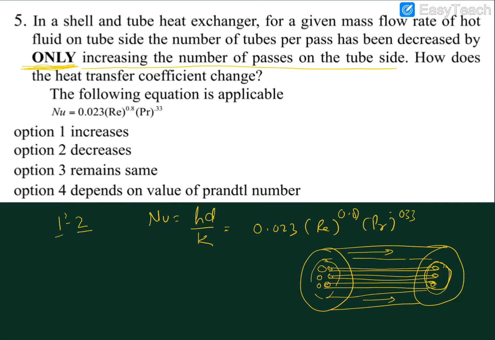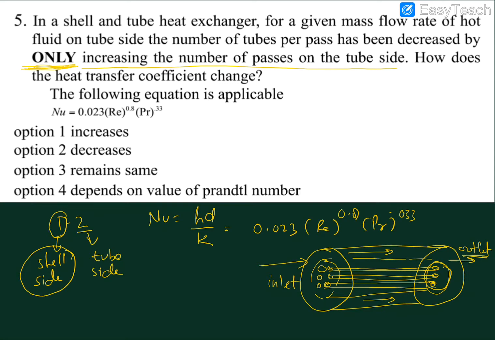What does this mean? This means that the shell side fluid passes once, that means it enters at the inlet and passes through the outlet. That's all. That is called one shell side pass. What is 2? 2 is two times in the tube side. That means the tube side has been divided into 2 parts. Once it enters the tubes it returns back through this, so it passes 2 times inside the tubes. So this is called 2 tube side pass.